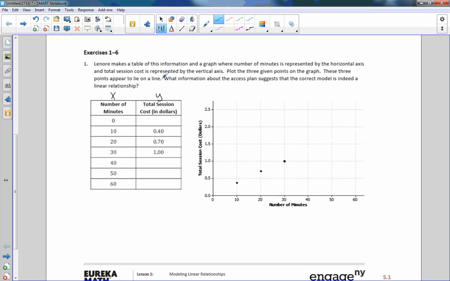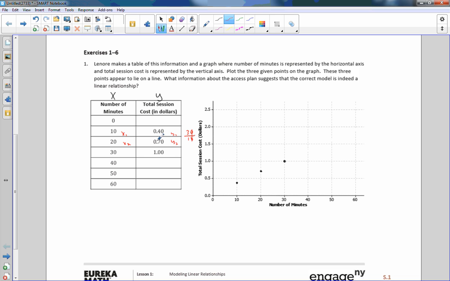It says these 3 points do appear to be on a line. What information about the access plan suggests that the correct model is indeed a linear relationship? Okay, so what I need to do is, if there's going to be a constant change, then I find a rate of change. If this was y2 and this is y1, and this is my x2 and this is my x1, the rate of change is change in y over change in x. Well, that's 70 minus 40, which is 30, over 20 minus 10, which is 10, and that is a difference of 3.